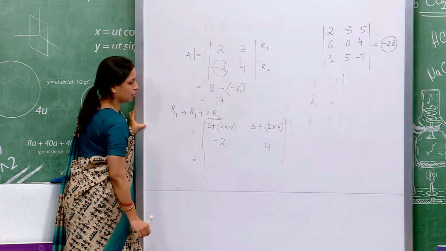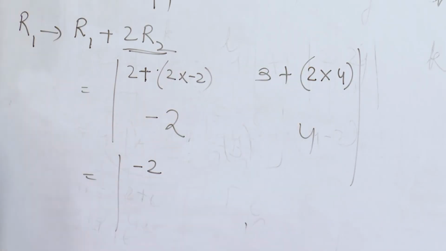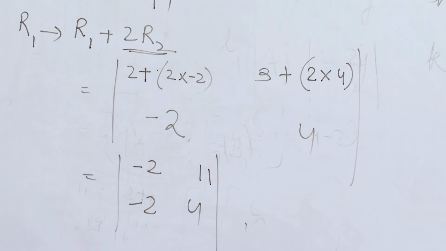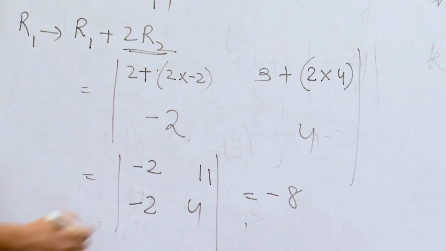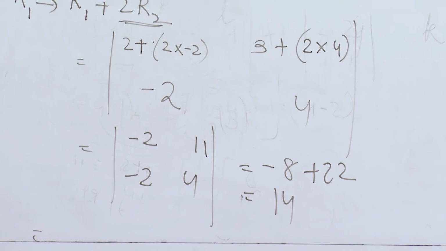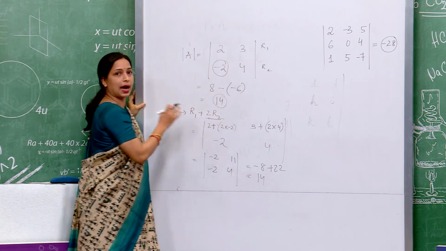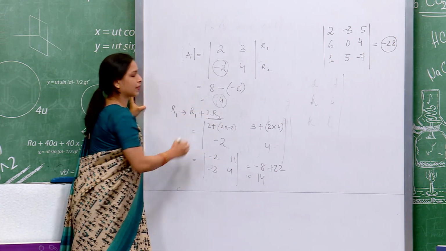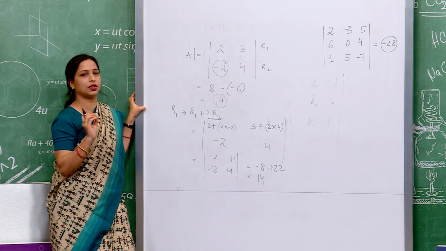Now, how much is this? 2 minus 4, that means this is minus 2. This is 3 plus 8, 11, this is minus 2 and this is 4. So here we get minus 2 into 4 is minus 8, minus, minus minus will become plus 22. Resultant will be 14, the same, right? So did you see the property getting true? If we had subtracted, with minus, the value would not have changed either. So according to the property, if any multiple of any row or column is added or subtracted, the value of the original determinant remains the same.